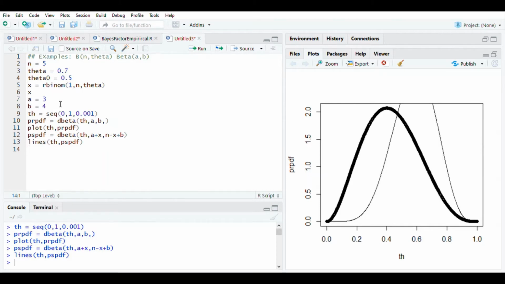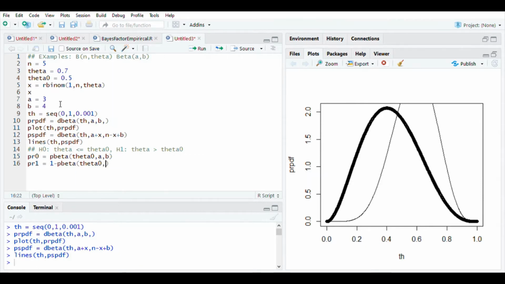Now let us compute the Bayes factor. Let us write the H naught and H1 first to avoid confusion. So H naught is theta less than or equal to theta naught, and H1 is theta greater than theta naught. Okay, now PR0 means the prior probability of H naught. So that will be pbeta, the CDF of the beta distribution with parameters a and b at the point theta naught. Okay, and PR1 will be 1 minus pbeta, or you can simply say 1 minus PR0.